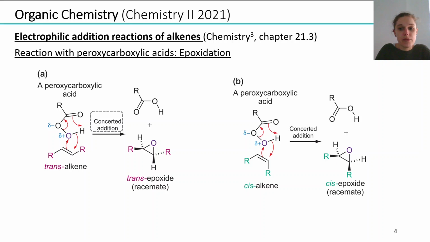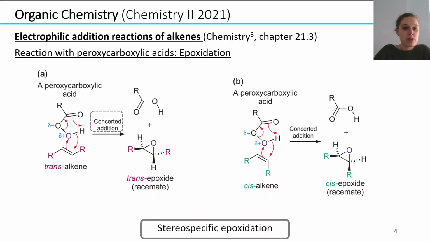And what is now important? The peroxycarboxylic acid can approach from either side of the carbon-carbon bond equally well. Hence, the epoxide is always formed as a racemate. So what should we remember? We have a stereospecific epoxidation reaction taking place.